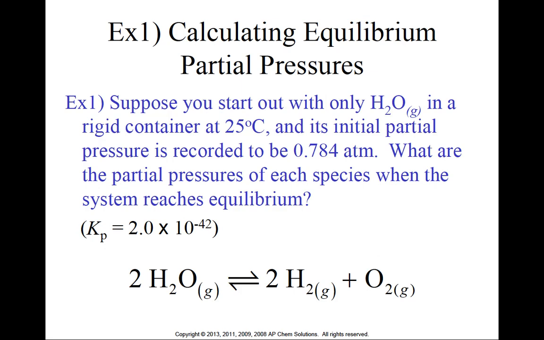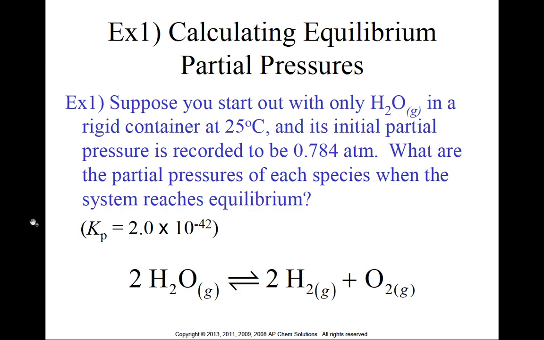Alright, so calculating equilibrium partial pressures, we have a problem where we start off with only water. So we only have water, and it's water vapor. It's in a rigid container, and its initial partial pressure is 0.784 atm. What are the partial pressures at equilibrium? So here, you can see that you're given your K value.